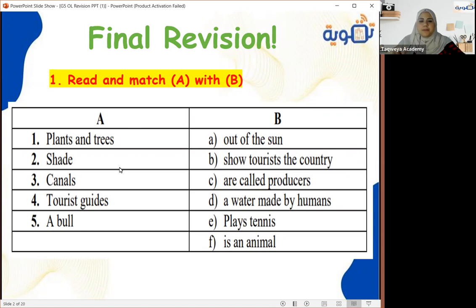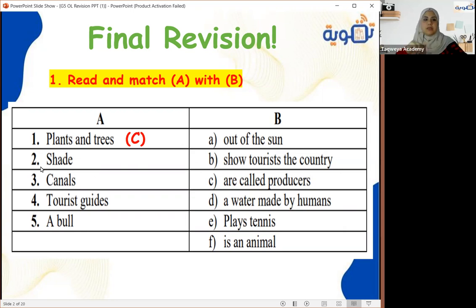Let's have a look. First, we will start with a matching activity to match from column A to column B. Number 1, plants and trees. This is a subject, of course. So in this case, you need the verb. Plants and trees, what? So the answer will be number C, are called producers. They are producers because they produce food. Plants and trees are producers of the food chain because they produce food.